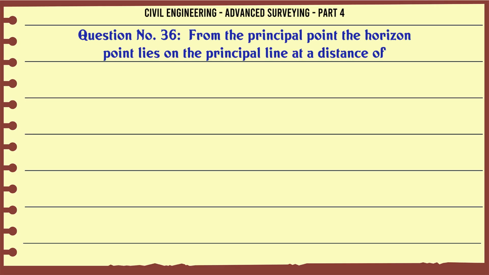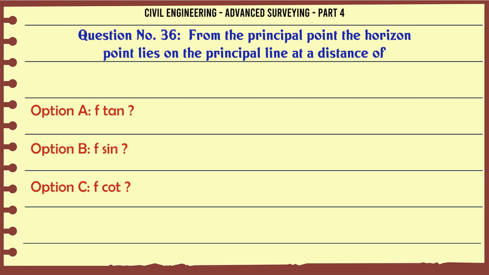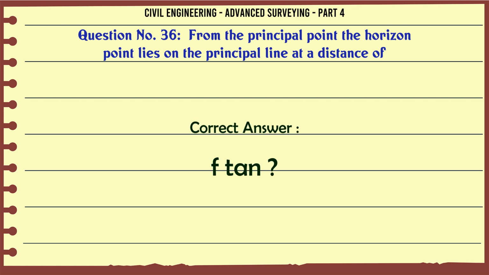From the principal point, the horizon point lies on the principal line at a distance of: A. f tan θ. B. f sin θ. C. f cot θ. D. f cos θ. The correct answer is f tan θ.